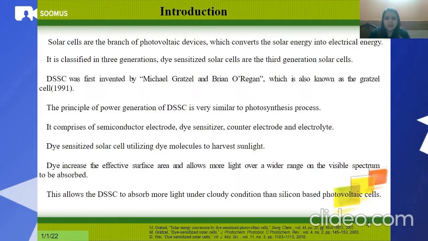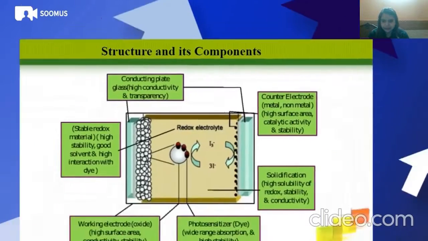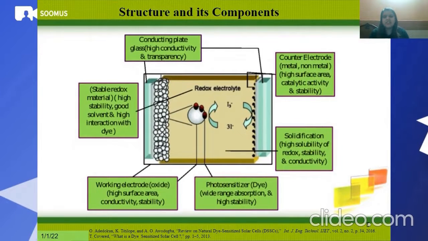The best property of DSSC is that it absorbs more light under cloudy conditions than silicon-based photovoltaic cells. And it works in indoor lights, also under artificial lights.